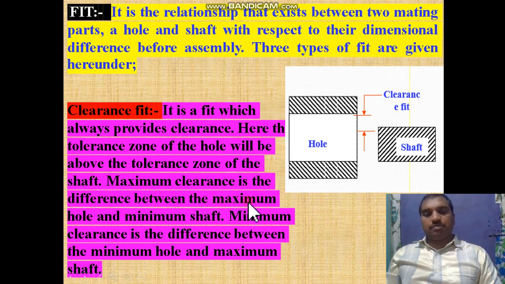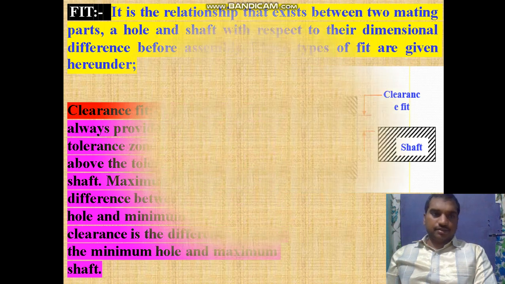Maximum clearance is the difference between maximum hole and minimum shaft. Minimum clearance is the difference between the minimum hole and maximum shaft. Minimum hole and maximum shaft is the minimum clearance. Maximum hole and minimum shaft is the maximum clearance. Okay, this is related to the clearance fit.